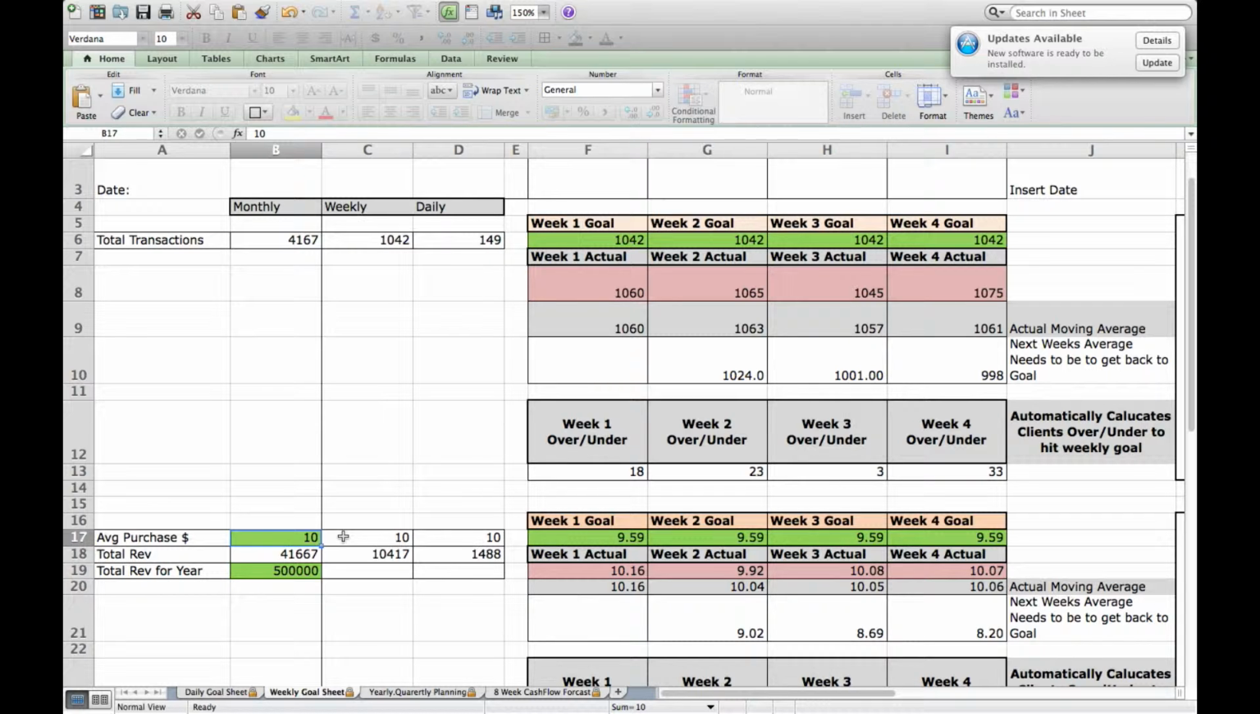And again, we're going to keep our average purchase for weekly and daily at $10 because that's going to be our goal. And then also what this is going to tell us here is total revenue, based on that average dollar purchase and the number of transactions we need, how much our revenue per month is going to be. So in this case, $41,667, which after a year will equal this $500,000, which is what we wanted and inputted, which comes out to about weekly revenue of $10,417, and then daily revenue of almost $1,500 at $1,488.